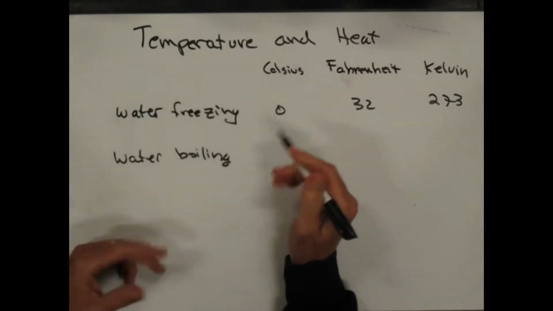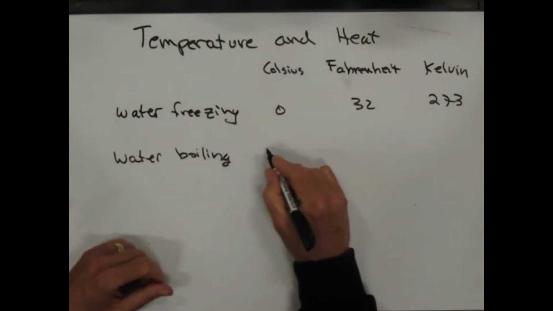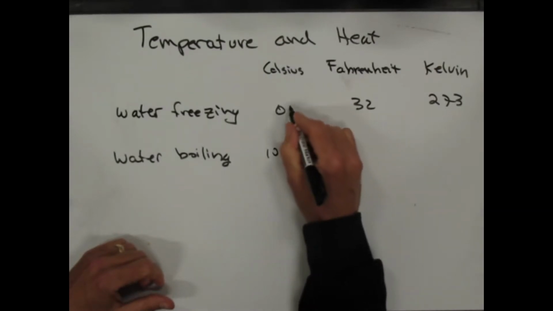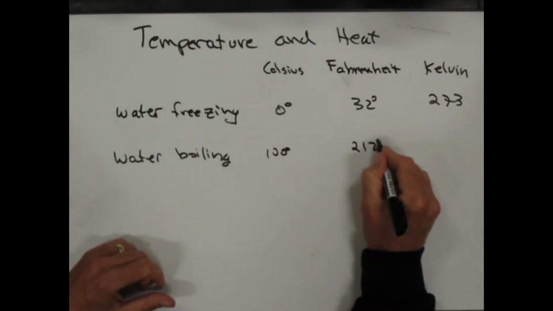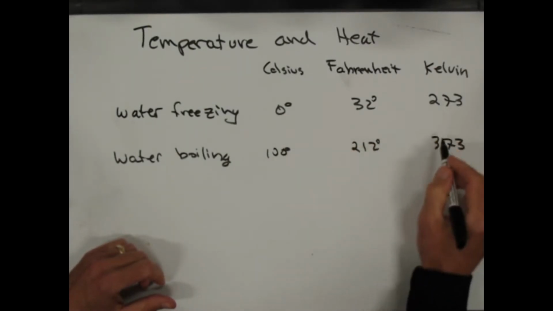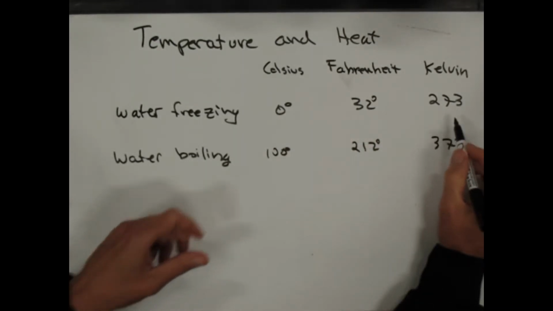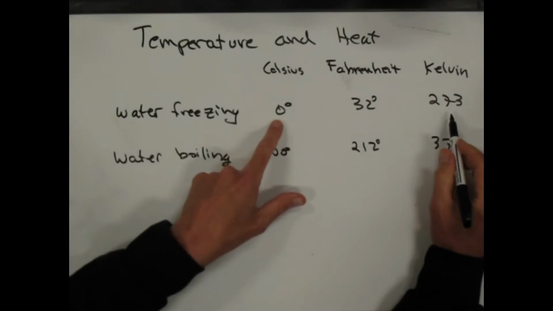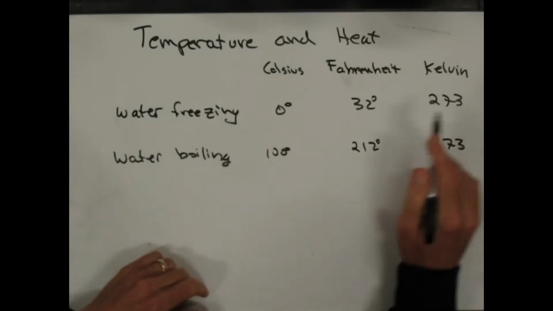This is, of course, at atmospheric pressure. And then for boiling, it's 100 degrees, 212 degrees, and this is 373. Notice that the Kelvin scale and the Celsius scale are scaled the same. That is to say, a Kelvin and a Celsius degree are the same. There's 100 between boiling water and freezing water in both cases.